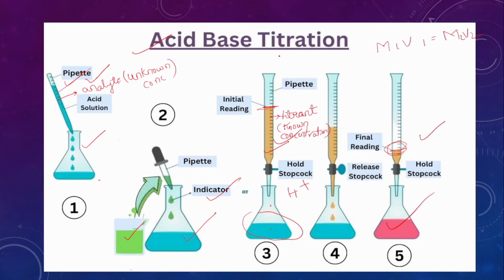The applications of acid-base titration: it is used to determine the purity of chemicals, and this titration helps in measuring the acidity of food products like wine, fruit juices, etc.